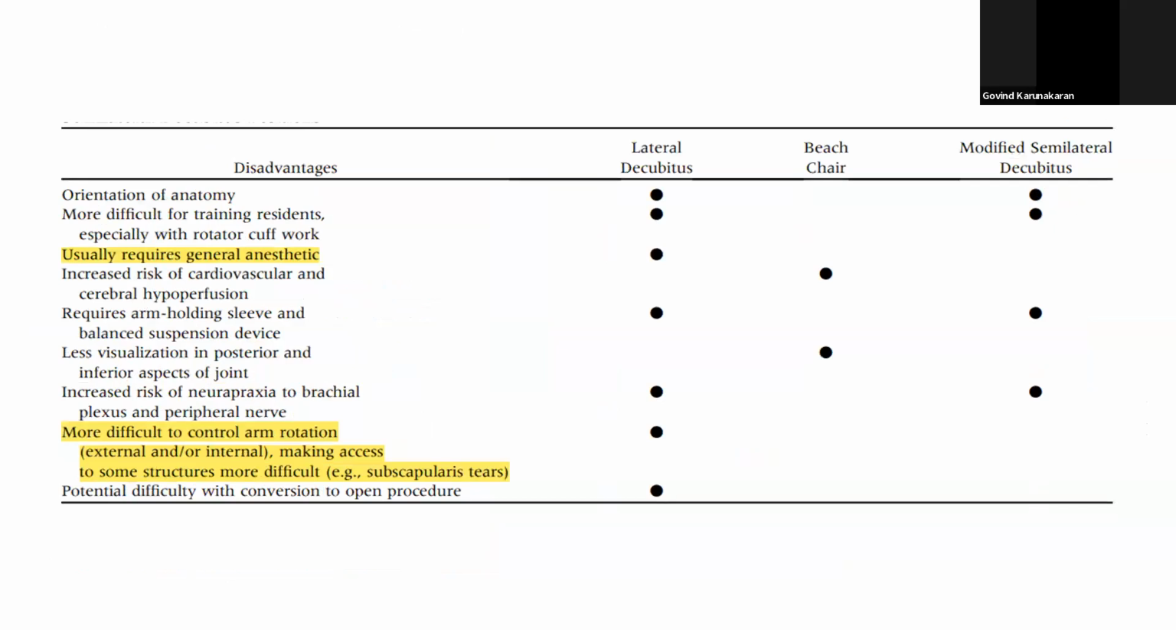And the disadvantages which are absent in the modified semilateral decubitus position: it doesn't usually require general anesthesia, and can even tolerate regional anesthesia in this position. And the difficulty to control arm rotation in the lateral decubitus position is also avoided up to an extent in the modified semilateral decubitus position, whereas once we remove the traction, it becomes easier to rotate the arm.